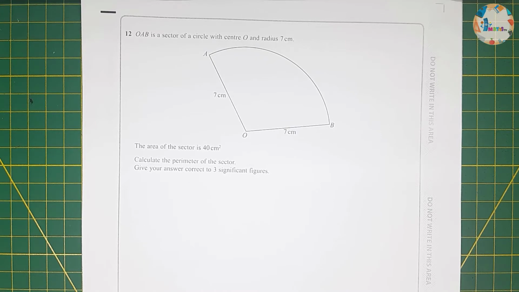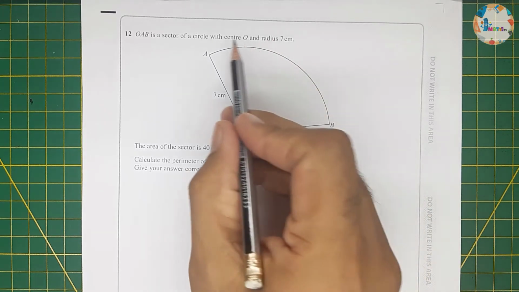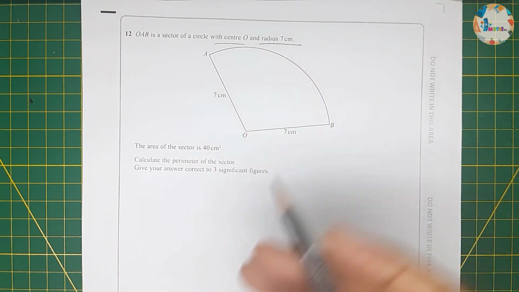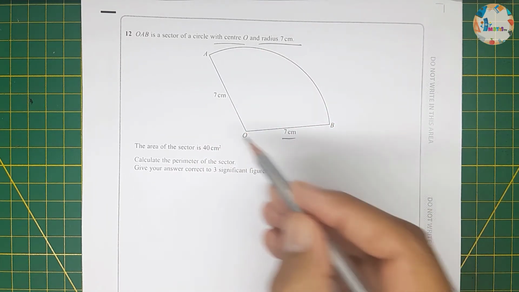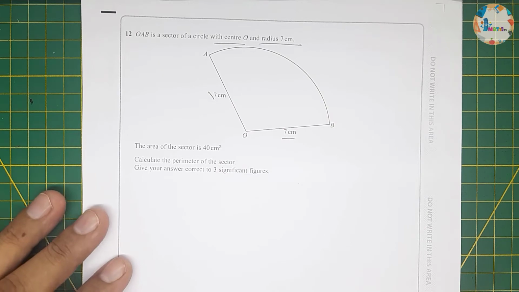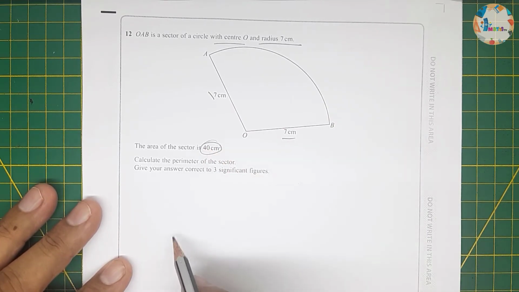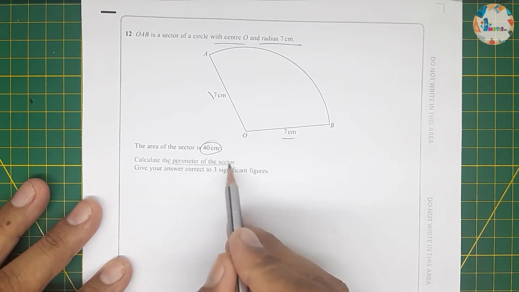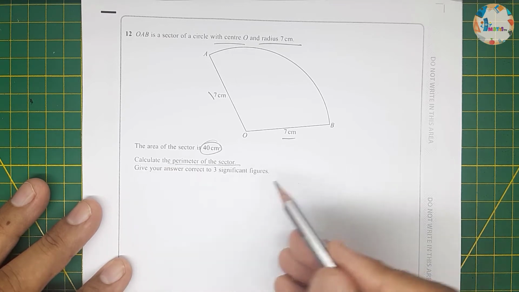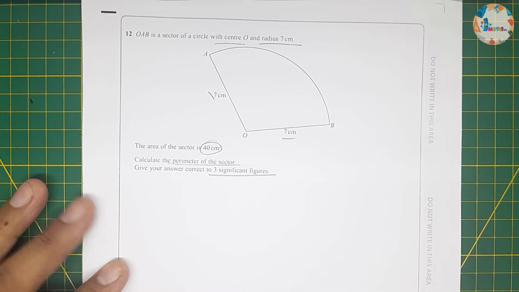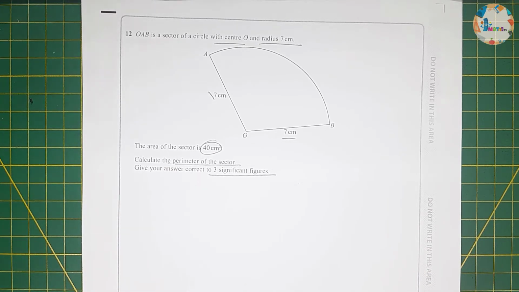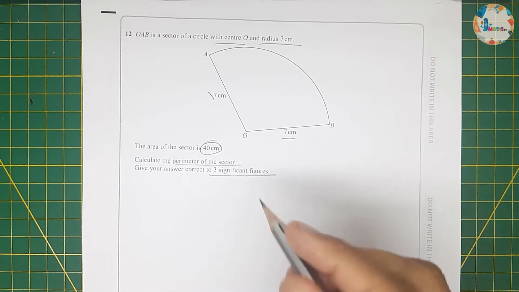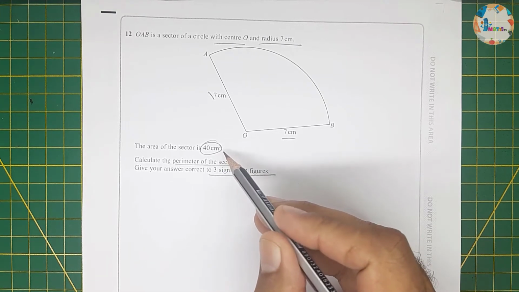It is saying OAB is a sector of a circle with center O and radius is 7 centimeters. So these are the radii. The area of the sector is given, this one. Calculate the perimeter of the sector. So give your answer correct to 3 significant figures. So area of sector is basically provided, which is 40 centimeter squared.